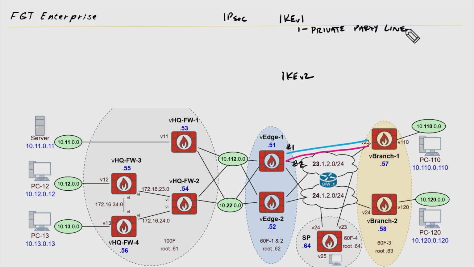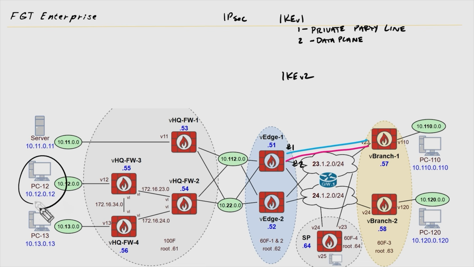And I like to think of that like a private party line between the two devices, in this case, edge 1 and branch 1. And then once they set up that private party line, and they can communicate back and forth and negotiate, they're then going to negotiate that second tunnel, and the second tunnel is actually what's used to carry the user traffic. So that's going to be tunnel number 2. And I'm going to refer to that as data plane traffic. Think of data plane like the actual user traffic.